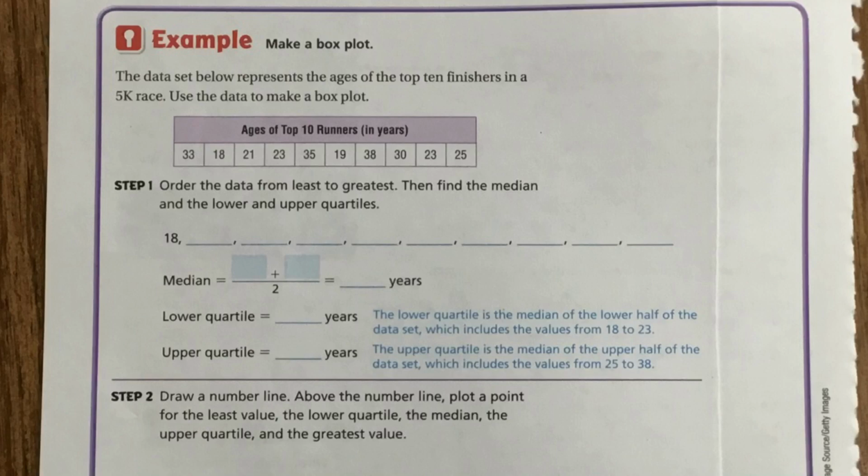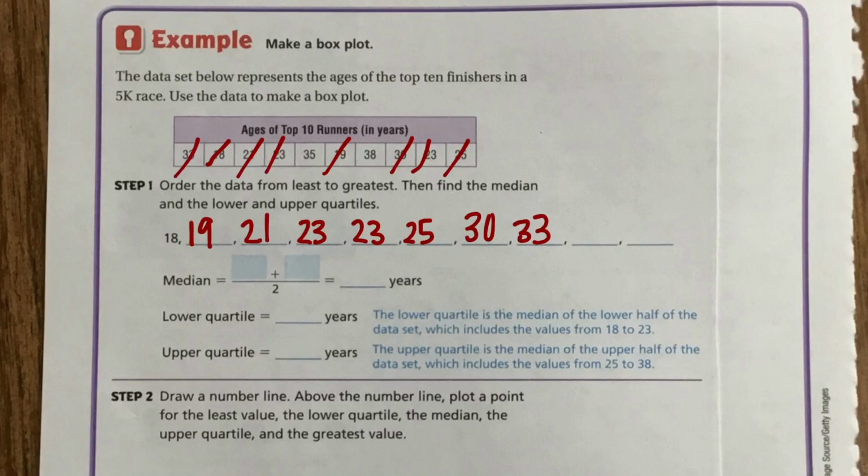Okay, what's the very, very first thing that I do? Good job, Camry. Put them in order. So, remember, cross them off. I know it's an extra step, but it helps to know what you're working with. So 18, what's my next one? 19, what's my next one? 21. What's my next one? 23, 23. What's my next one? 25. What's my next one? 30. Then? 33. And? 35. And? 38. Okay, now I have it in order.